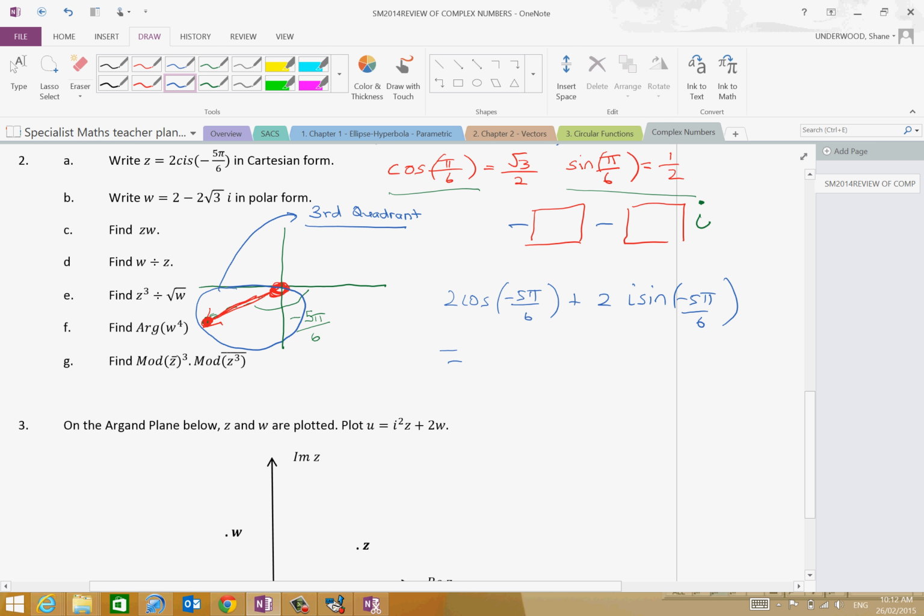So 2 cos of minus 5 pi on 6 is negative root 3 on 2 times 2, plus 2 times negative a half. What's missing? I, because cis is cos theta plus i sine theta. Okay, are we starting to remember this now? Some of this stuff. Okay, good. Minus root 3 minus i.